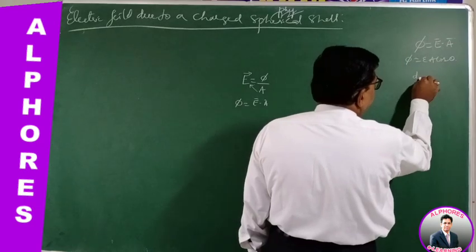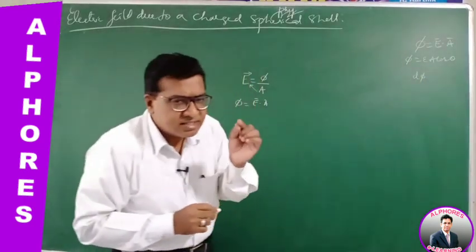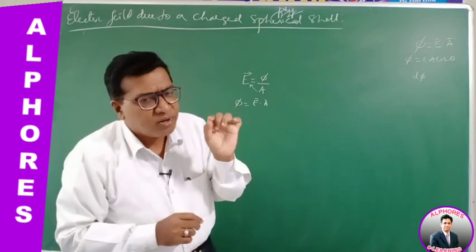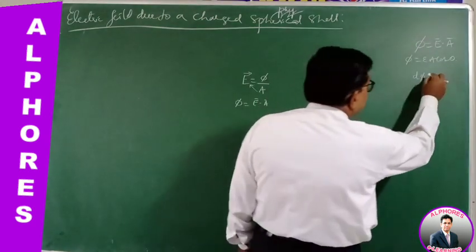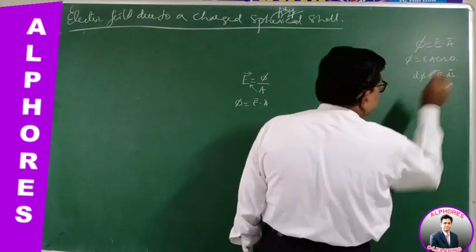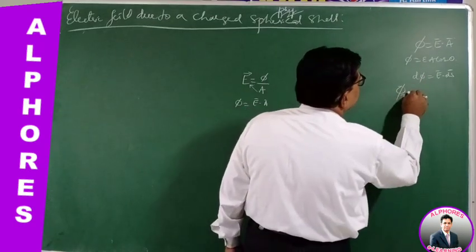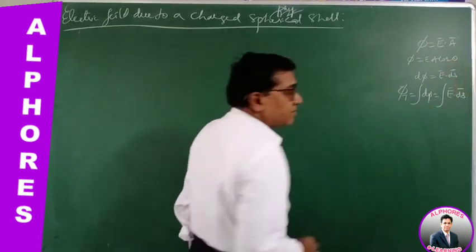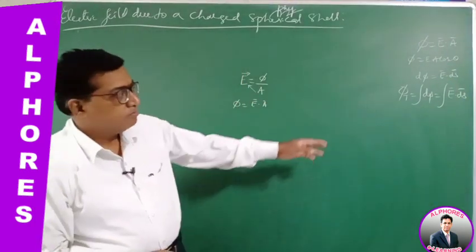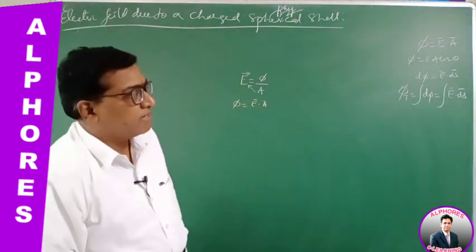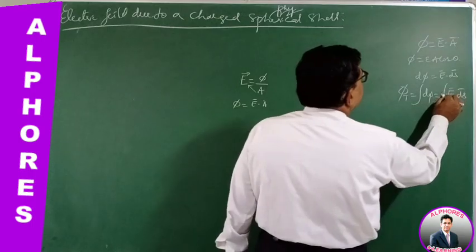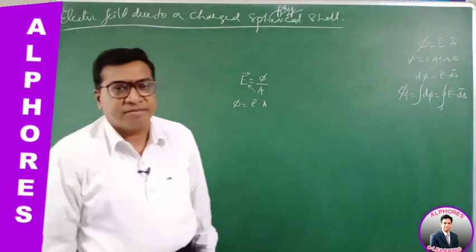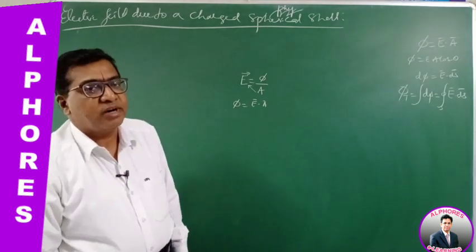If it is a non-uniform electric field, consider a small area element ds. Let the electric field at all the points in that small area element be almost the same. Then the small flux is E dot ds. Therefore total flux is integral d phi, which is the integral of E dot ds. This is the basic formula we use. By definition, total electric flux is the surface integral of E dot ds over the enclosed surface.